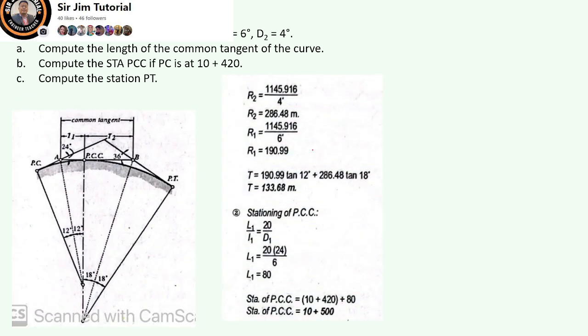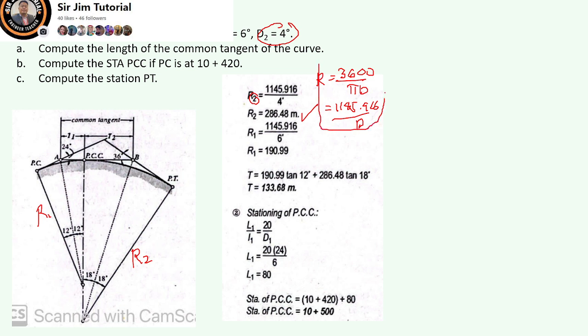Okay, so how do you compute R2? This is the formula, right? R is the same as 3,600 over pi D. If we divide 3,600 by pi, that becomes 1145.916 over D. Okay, this is for R2. We compute first the D2. What is the degree of deflection angle for 2? It's given here, 4 degrees. So we can compute the second radius. Okay, for the first radius, the same formula that you are going to use is 1145.916 divided by D. The deflection angle for the first curve is 6 degrees.